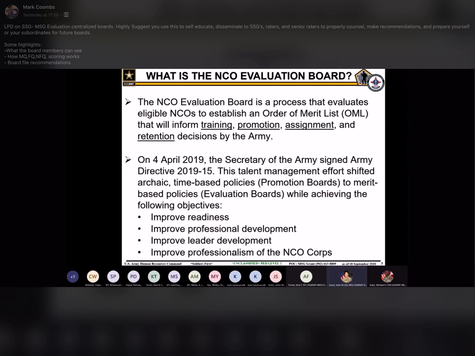But the key thing to remember is there is no longer a promotion board. The board is now an evaluation board, and it's going to facilitate not only promotions, but training, assignments, and retention.